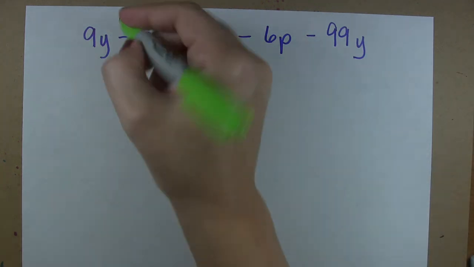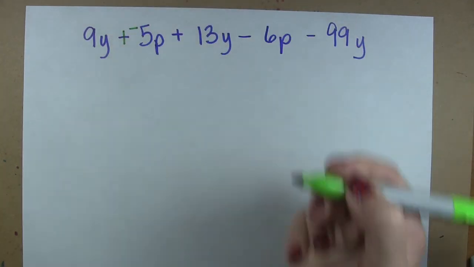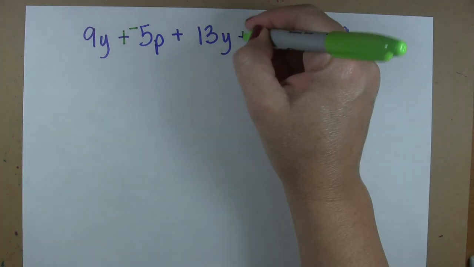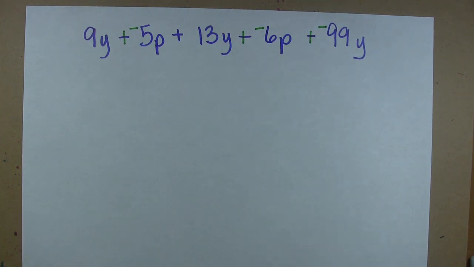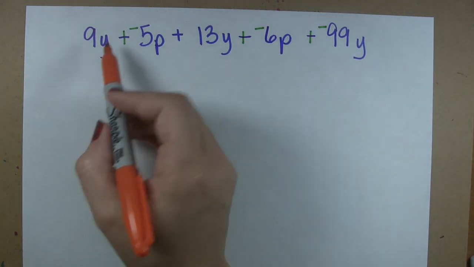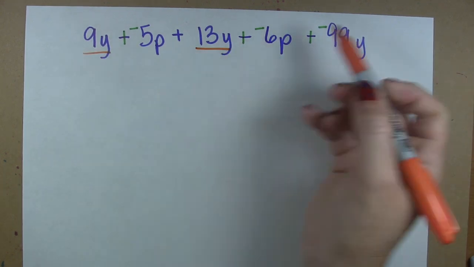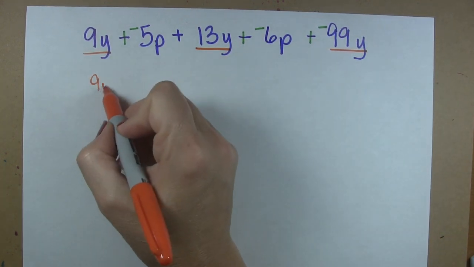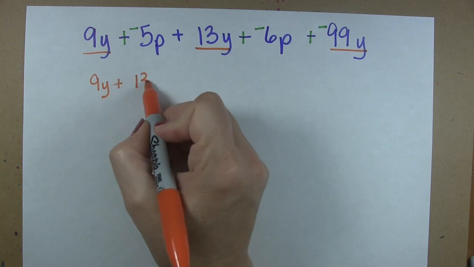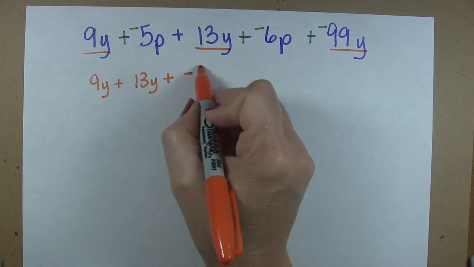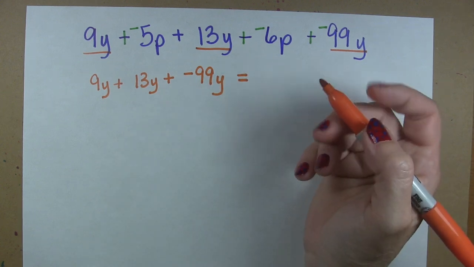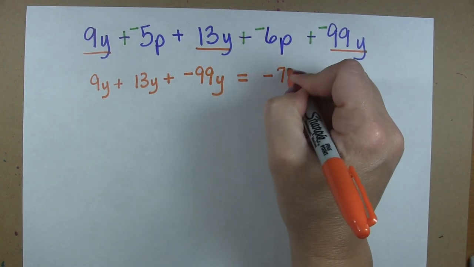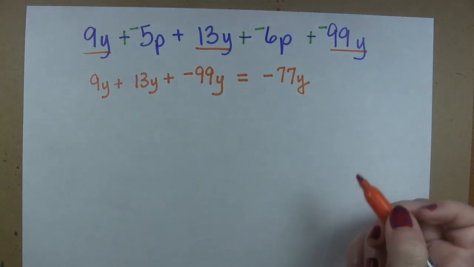All right, so I will get rid of that one by doing plus a negative. And then I will get rid of this one by doing plus a negative. And I will get rid of this one by doing plus a negative. Now, if we combine our y's, we have 9y plus 13y plus negative 99y. And when I put that in my handy dandy calculator, I get negative 77y.